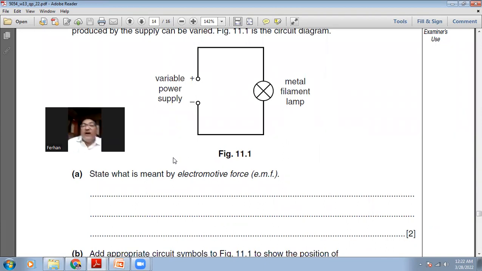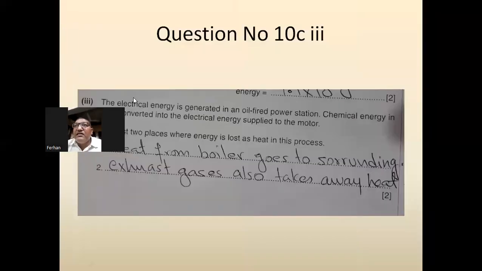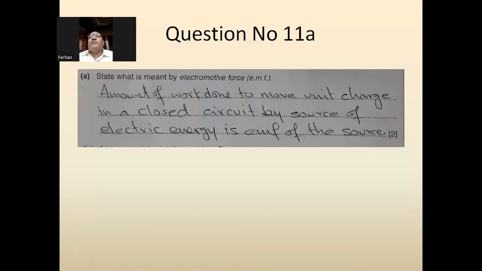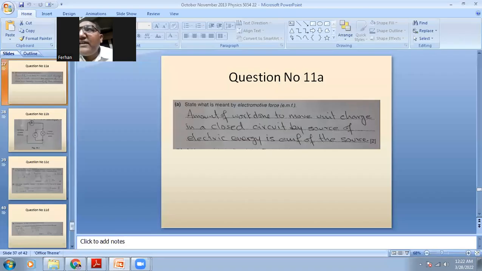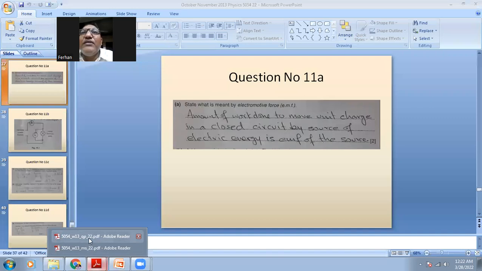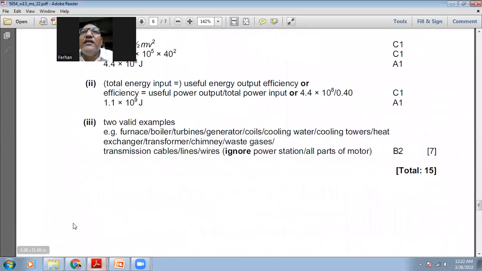The amount of work done by the source of the electricity to move unit charge in a closed circuit is known as the EMF of that source. So that's the definition of the EMF. Let me show you my definition. I have written the definition. Okay, so question number 11(a) is coming up. The amount of work done to move unit charge in a closed circuit by the source of electric energy is the EMF of the source. So that's the definition for 2 marks. So let's have a look at the marking scheme, what the marking scheme has to say.